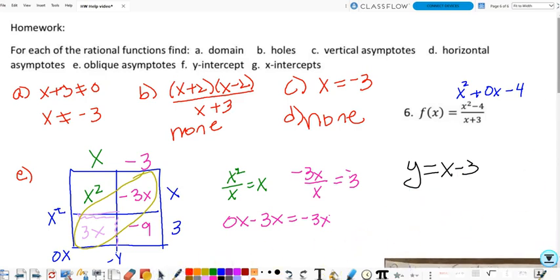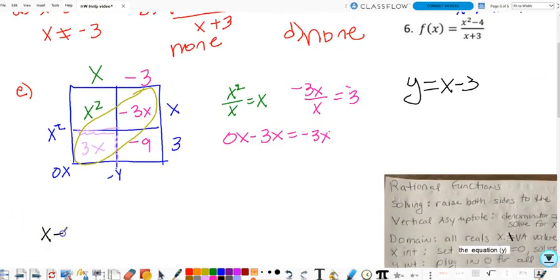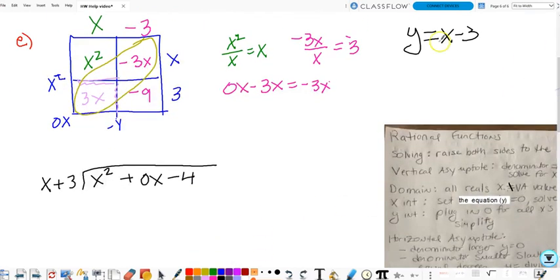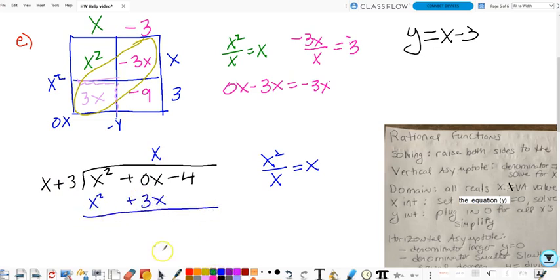For long division, if you're a long divider, we've got x plus 3 divided into x squared plus 0x minus 4. Same process, different format. X squared divided by x is x. Multiply it back: x times x, x times 3. Then we subtract. Everything on this line is subtracted. 0, 0 minus 3x. Bring down the 4. Repeat: -3x divided by x is -3. There's your quotient. There's your slant asymptote.